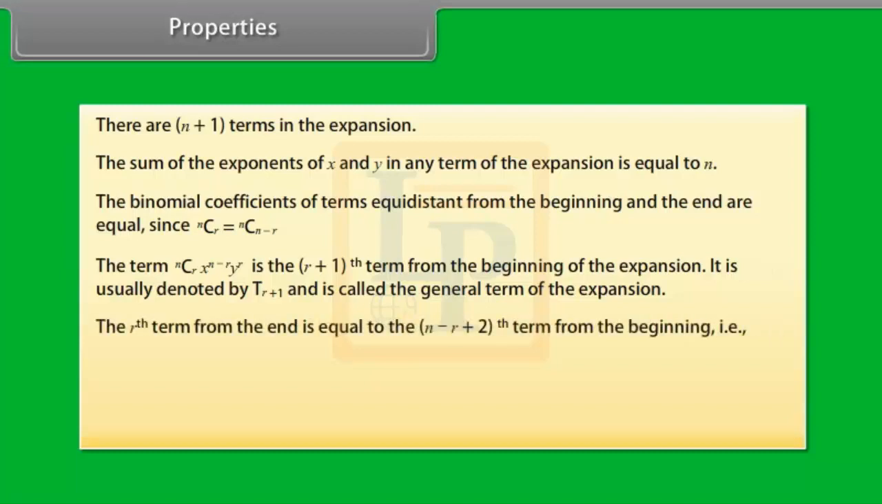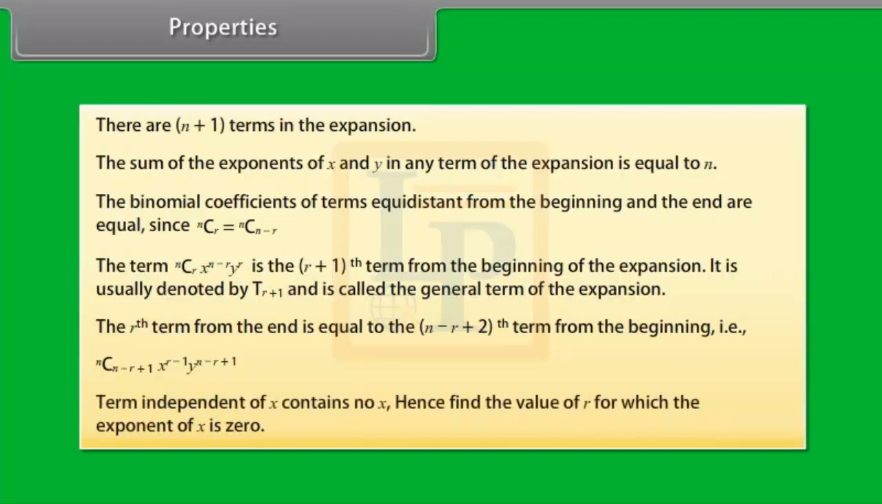The rth term from the end is equal to the (n − r + 2)th term from the beginning, that is, nC(n−r+1) times x raised to power r − 1 times y raised to power n − r + 1. The term independent of x contains no x, hence find the value of r for which the exponent of x is 0.